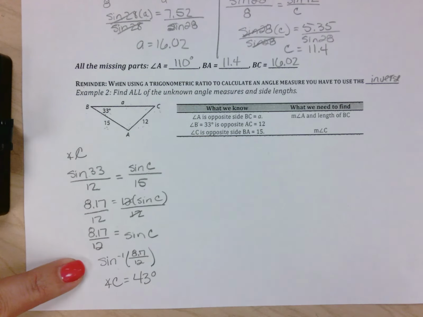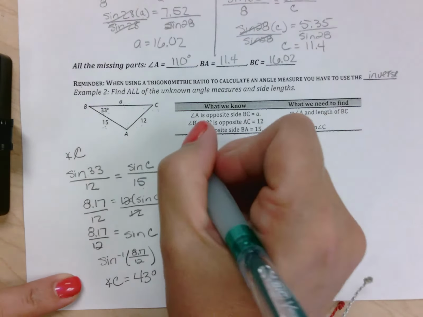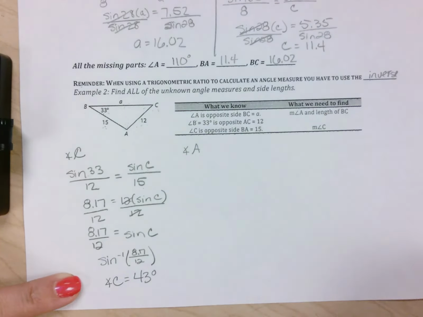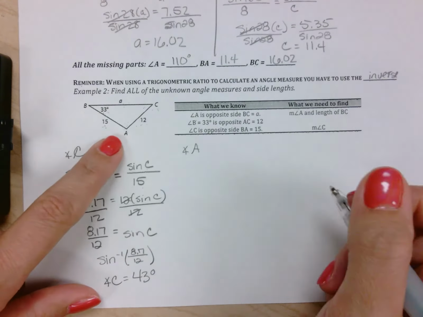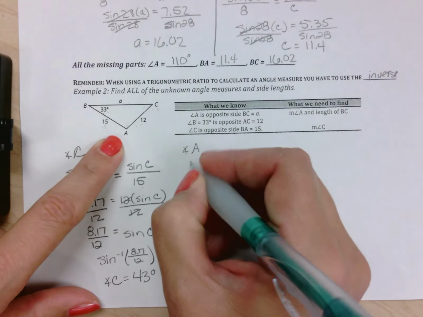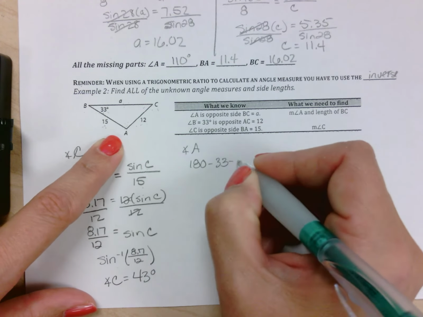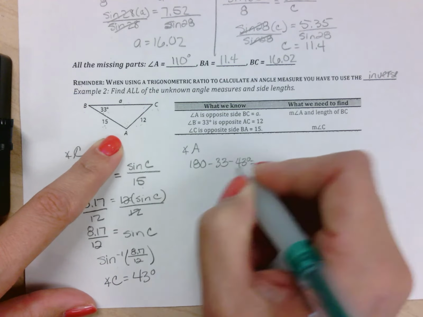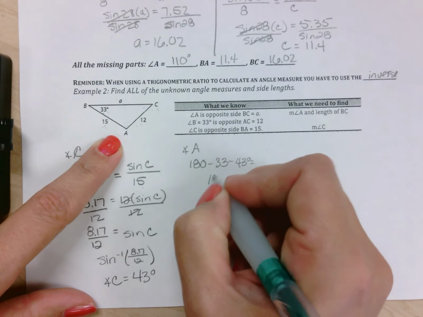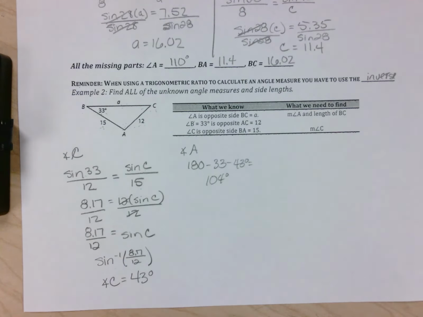Now, once we know the measure of angle C, finding the measure of angle A is really, really simple because angle A is the third angle in the triangle, and we can use the triangle sum theorem. We can subtract the angles that we know now. And when we subtract those, we find that angle A is 104 degrees.